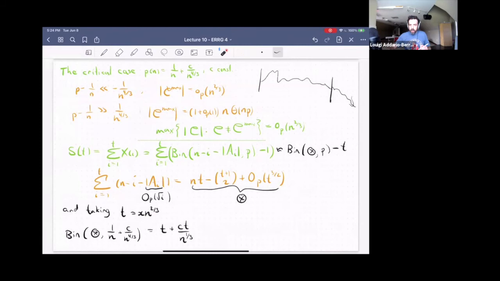Question in the chat: does the whole sum look like this binomial minus t, or the terms? So basically what I'm saying is, a sum of binomials is a binomial, just like a sum of Poissons is a Poisson. So I've extracted the minus t as the sum of the -1s, and for the sum of binomials, I've effectively just put the sum inside of the first parameter of the binomial. Does that clarify?